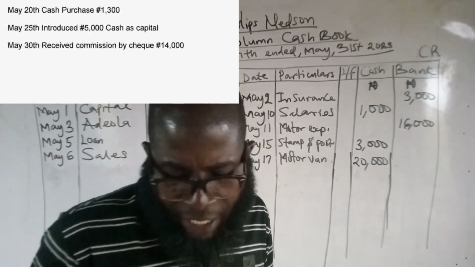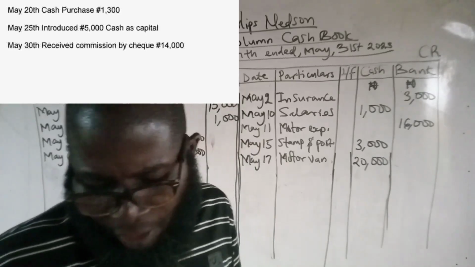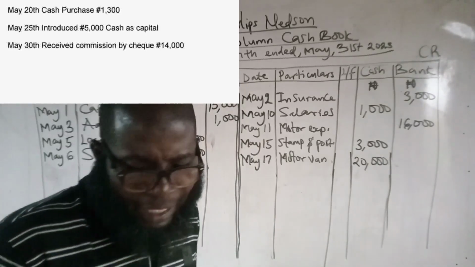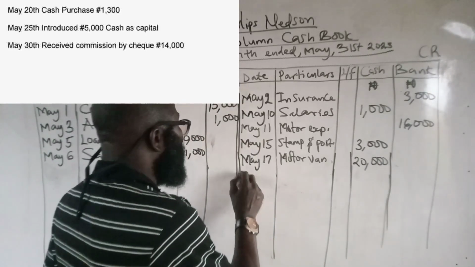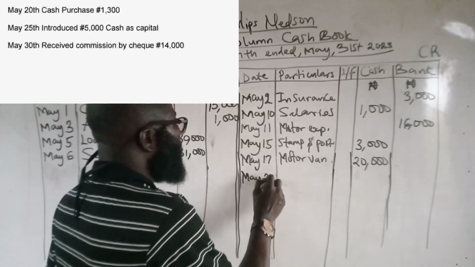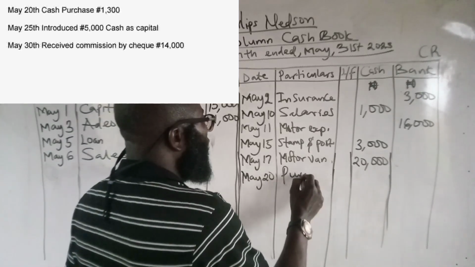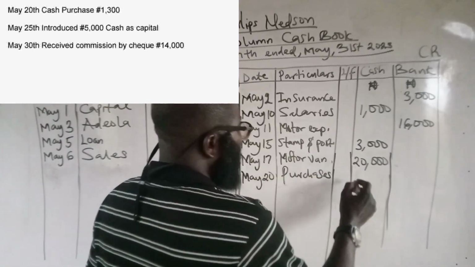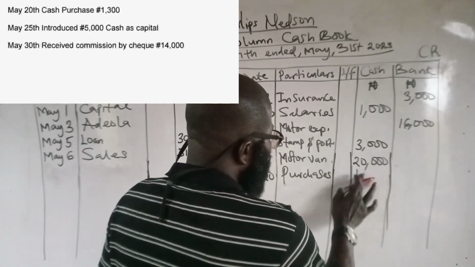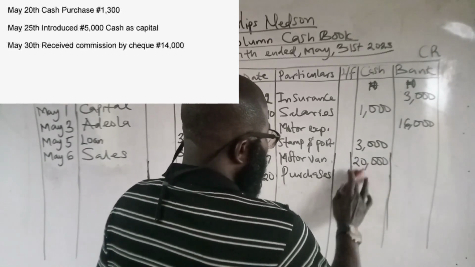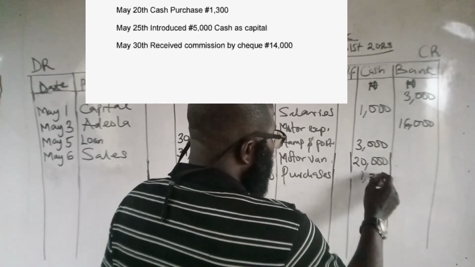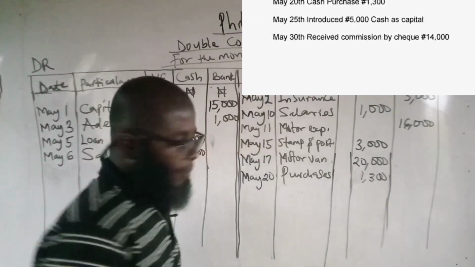Then we have May 20th, cash purchases, 1,300 naira. Then you come here, May 20th, we have purchases under cash as well. Then you put 1,300 naira here.